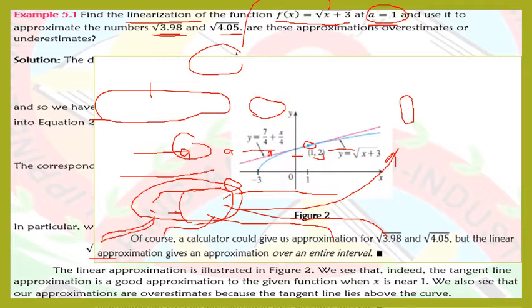We also see that our approximations are overestimates because the tangent line lies above the curve. So, ibig sabihin nun, if yung tangent line natin lies above the curve, etong pink line na yan, or yung linear graph natin class, it lies above the curve, etong curve na blue. Ibig sabihin nun, yung approximation natin are overestimates. Kung lies below the curve naman, that is underestimates. Okay, so that is for the example 1.